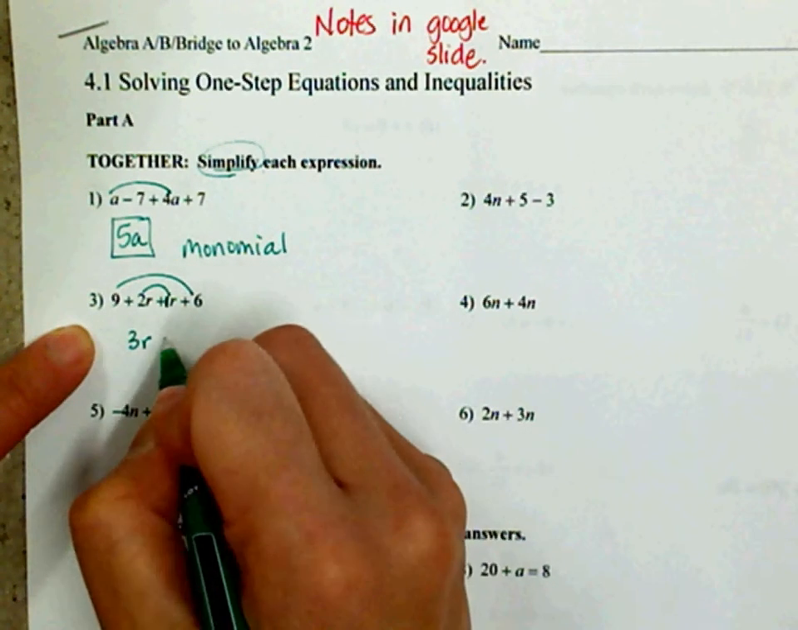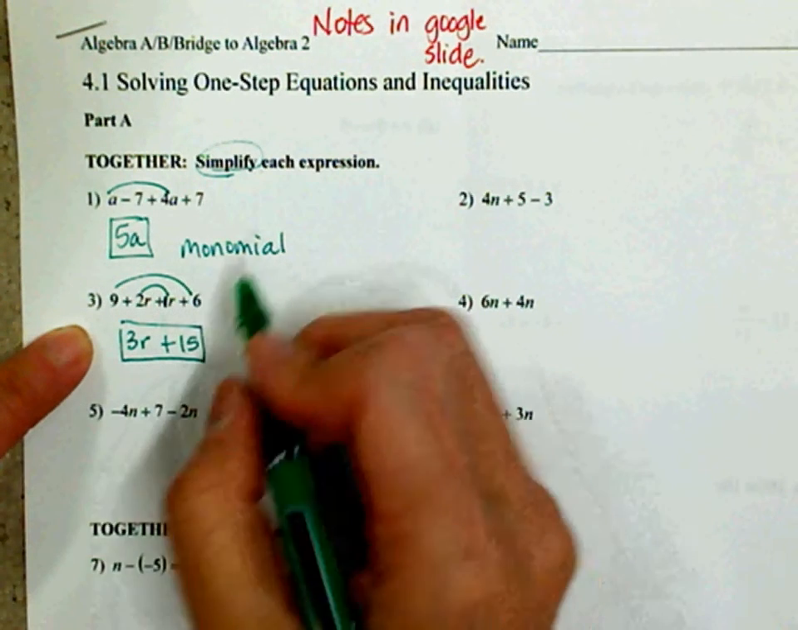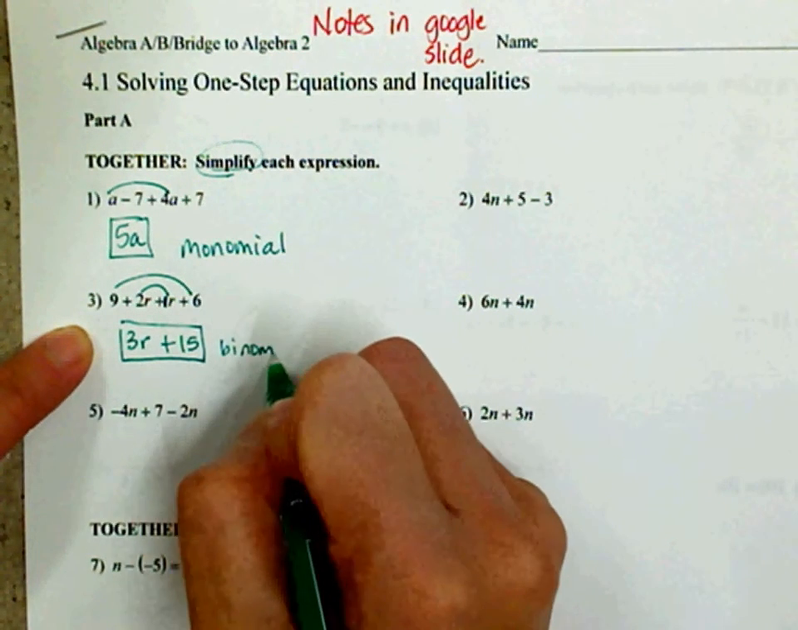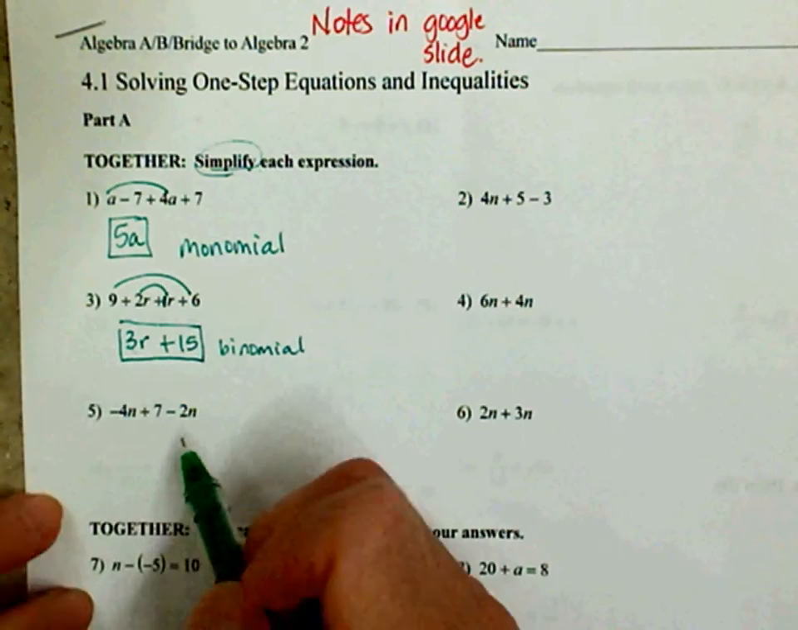Okay? Number 3, like terms: 2r plus, there's an understood 1, so 2 plus 1 is 3r. 9 plus 6 is 15. Can't combine anymore, so you're done. You'll notice you have two terms, and that's called a binomial. One term, two terms. Okay?